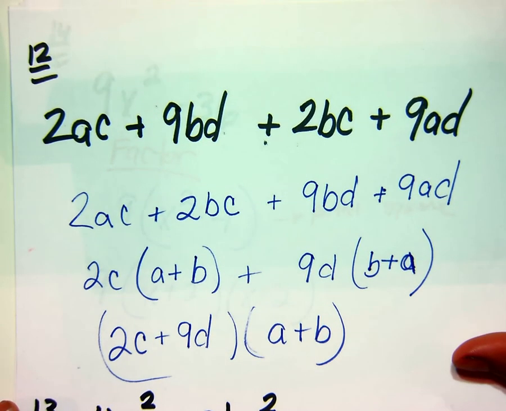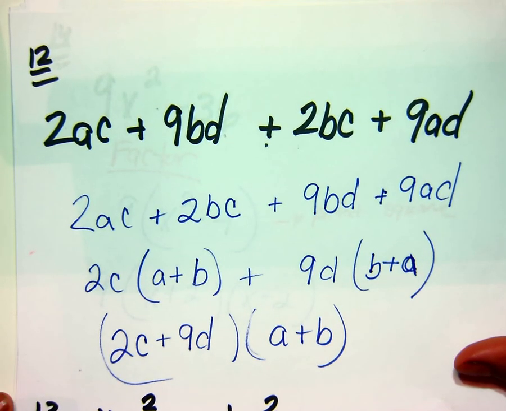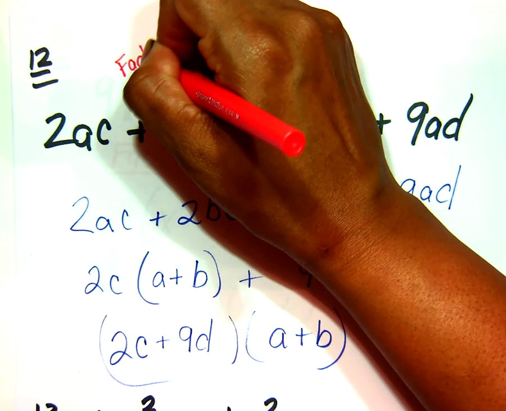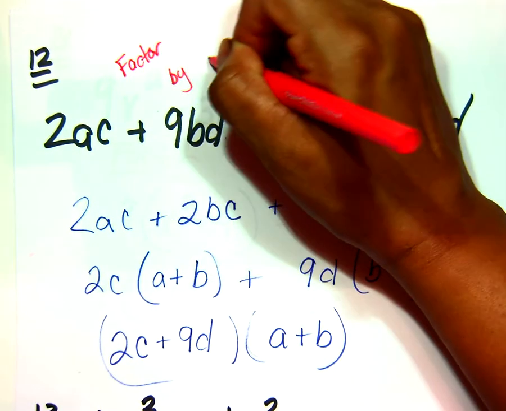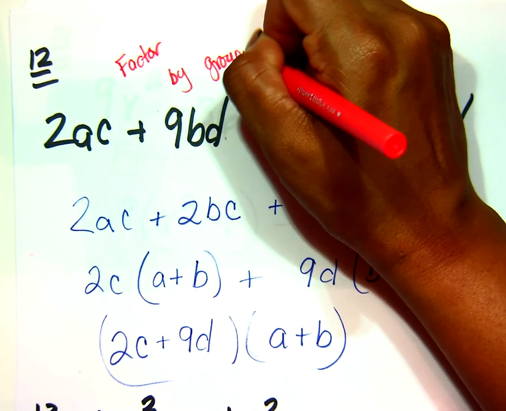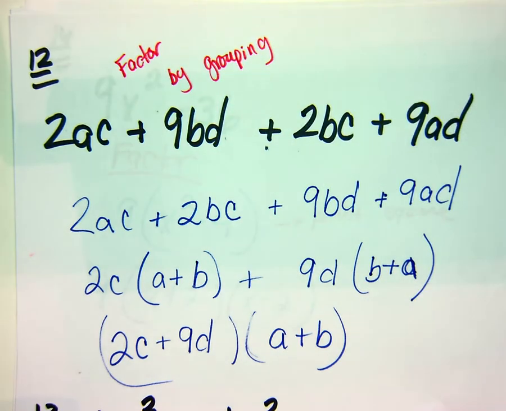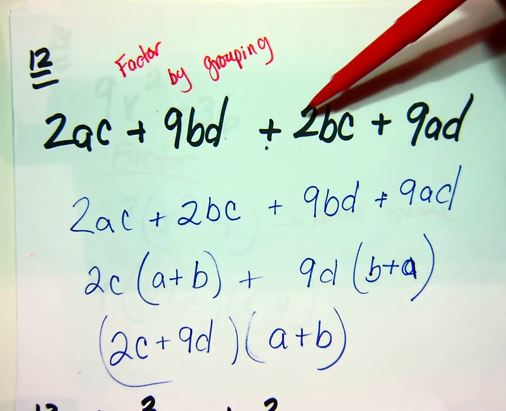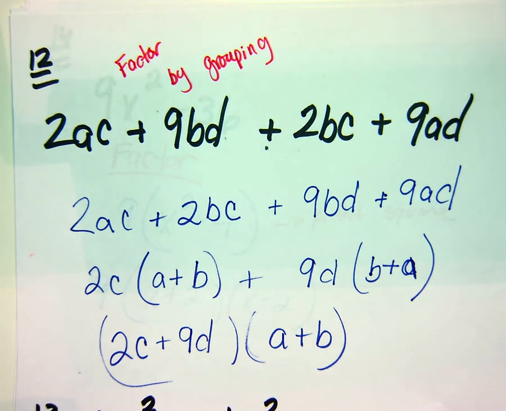Another one, this is still pertaining to factoring by grouping. So let me write that out. So in this case, we're trying to group all our variables together that look alike. So we got 2AC plus 9BD, 2BC plus 9AD. So, what can we do to make it look alike? Now, of course, there's always more than one way to do math, and you still get the same answer.